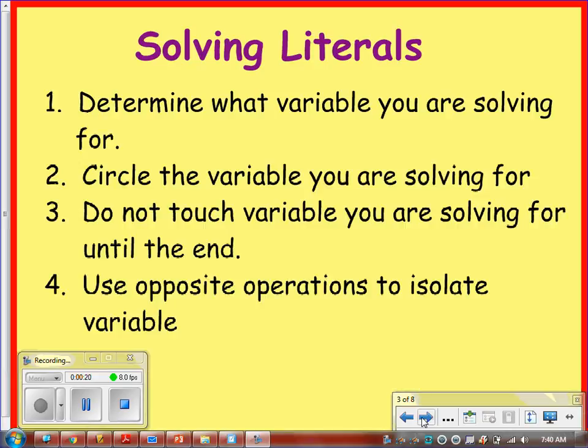To solve literal equations, the first step is to determine what variable you are solving for. You will circle the variable you are solving for. Do not touch that variable until the very end. And finally, you want to use opposite operations or inverse operations to isolate the variable.